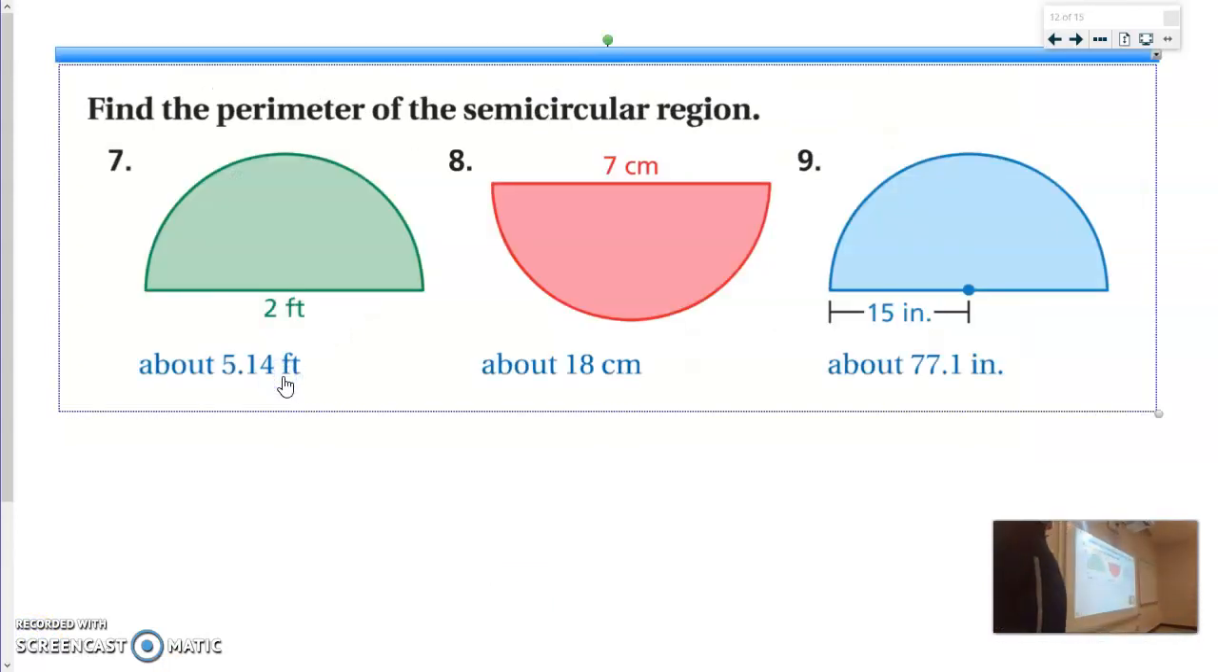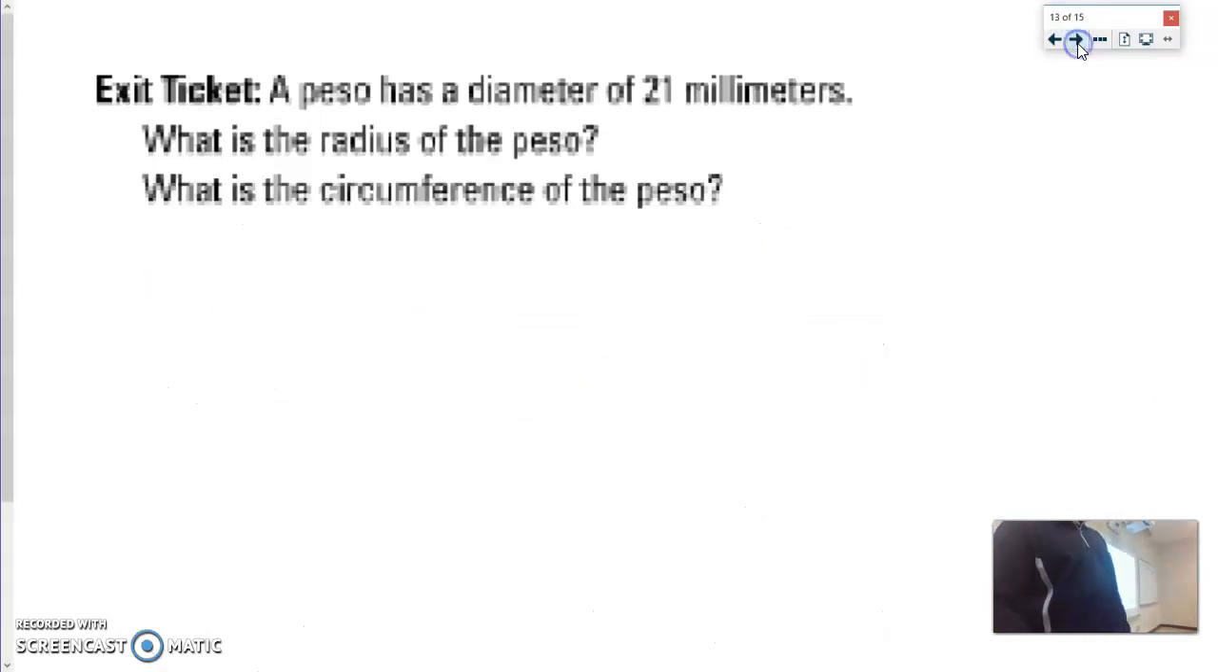Those are our answers. Okay, about 5.14, about 18, about 77.1. Don't forget, in that last example, make sure you add both of the radius, 15 and 15, or a total of 30. Okay? All right, the last one that I have for you is this.